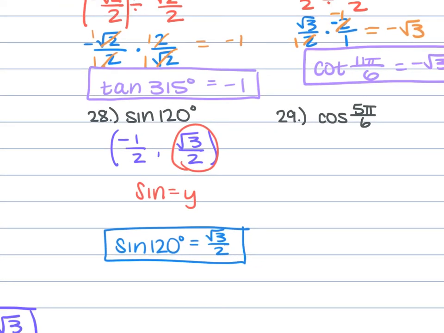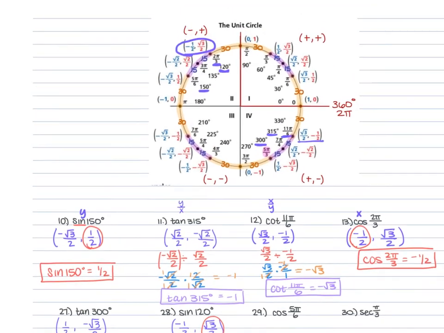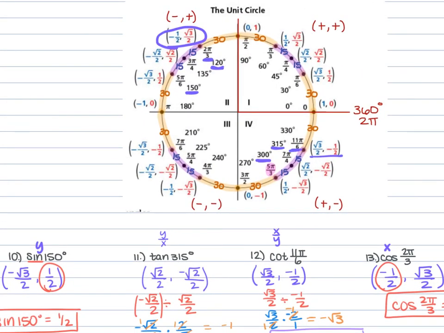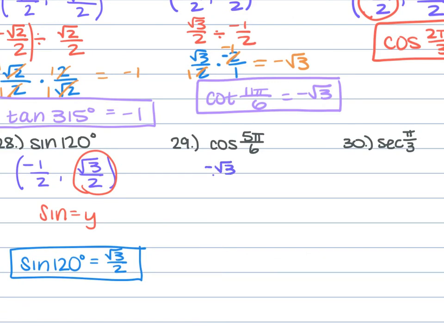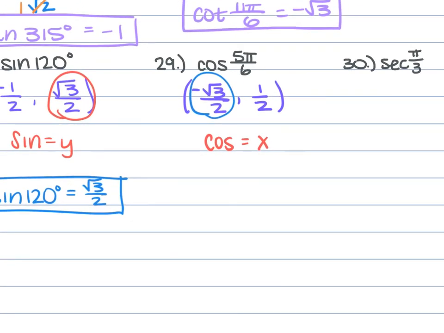For 29, we're working with 5 pi over 6. 5 pi over 6 is right here. So we're going to work with this negative square root 3 over 2, comma 1/2. Cosine is x. So our only value here, that's our answer, is the negative square root 3 over 2. So cosine of 5 pi over 6 is equal to the negative square root 3 over 2.